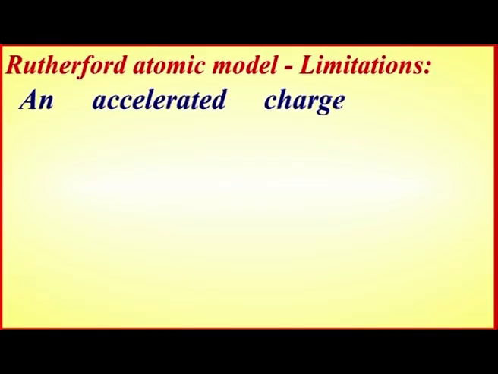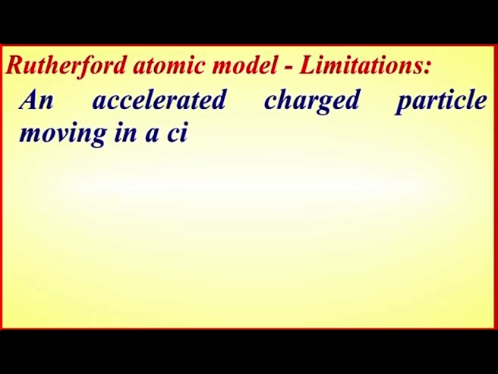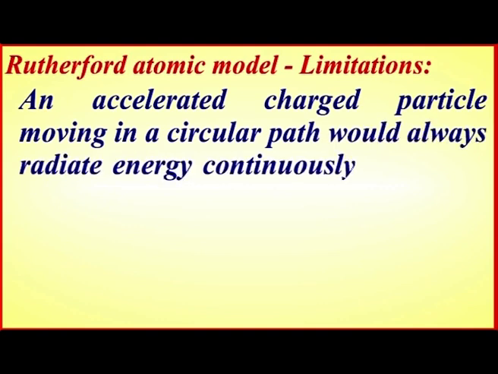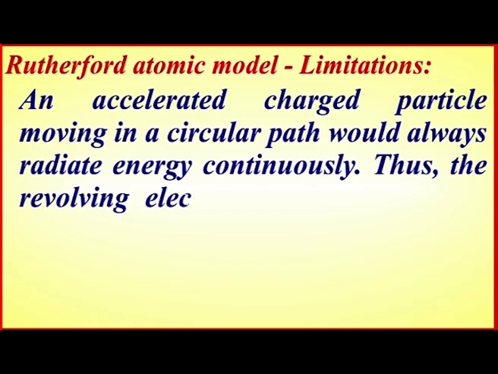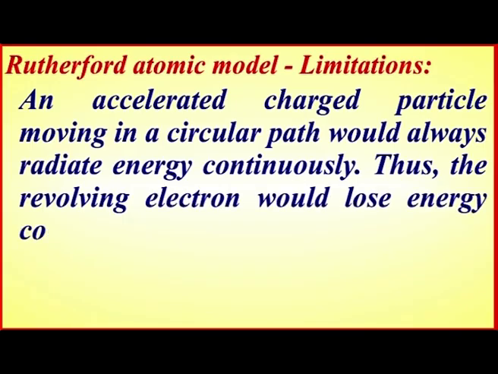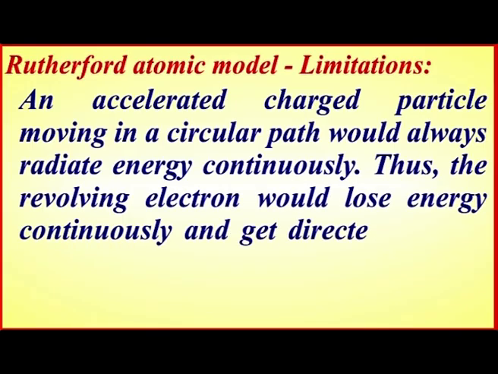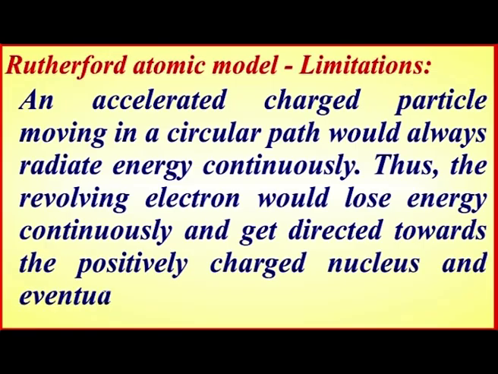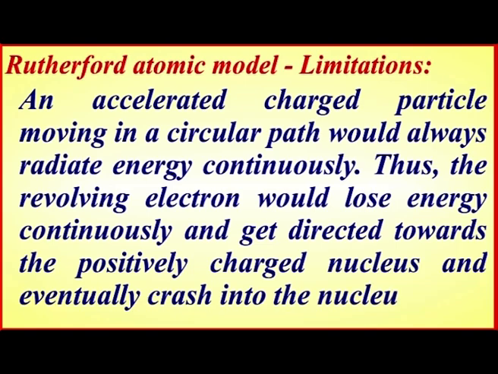Rutherford atomic model limitations. An accelerated charged particle moving in a circular path would always radiate energy continuously. Thus, the revolving electron would lose energy continuously and get directed towards the positively charged nucleus and eventually crash into the nucleus.